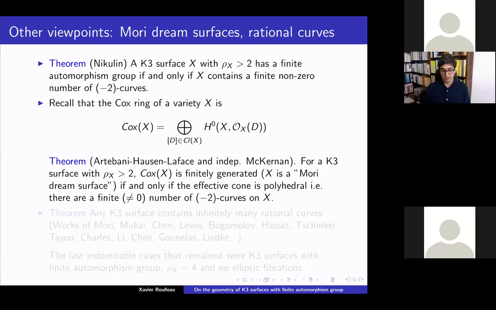And for which Artebani, Hausen, Laface, and independently McKernan proved that a K3 with a Picard number larger than 2 has a finitely generated Cox ring. So this is also called a Mori-Dream surface, if and only if the effective cone is polyhedral, which means that there are a finite non-zero number of -2 curves.